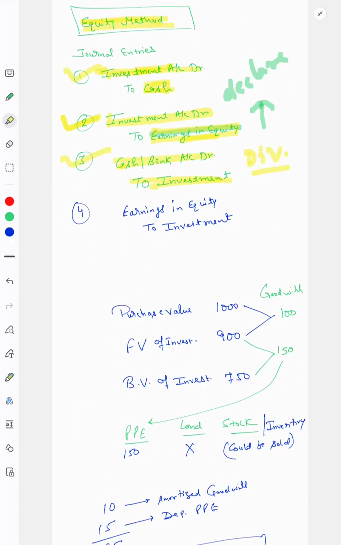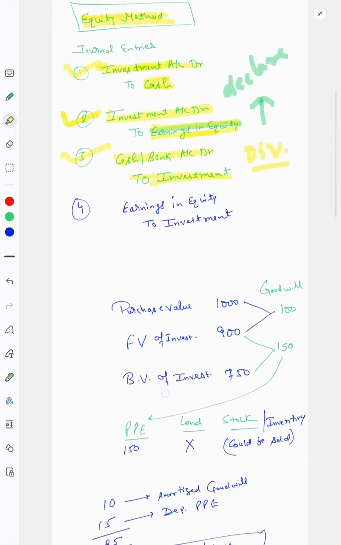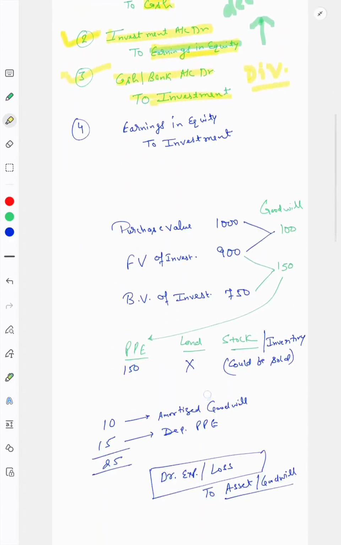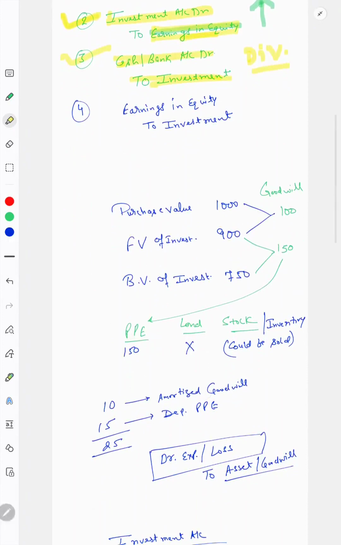Okay, the fourth entry is a bit tricky. Before this, we have to understand a particular case study, where we have a purchase value. Suppose the purchase value of a share is 1000. Suppose you purchase a share in a company which costs you 1000, and the fair market value of the investment is 900. So it means the company gave you 900 worth of share at 1000. So what were the extra 100 you paid for?